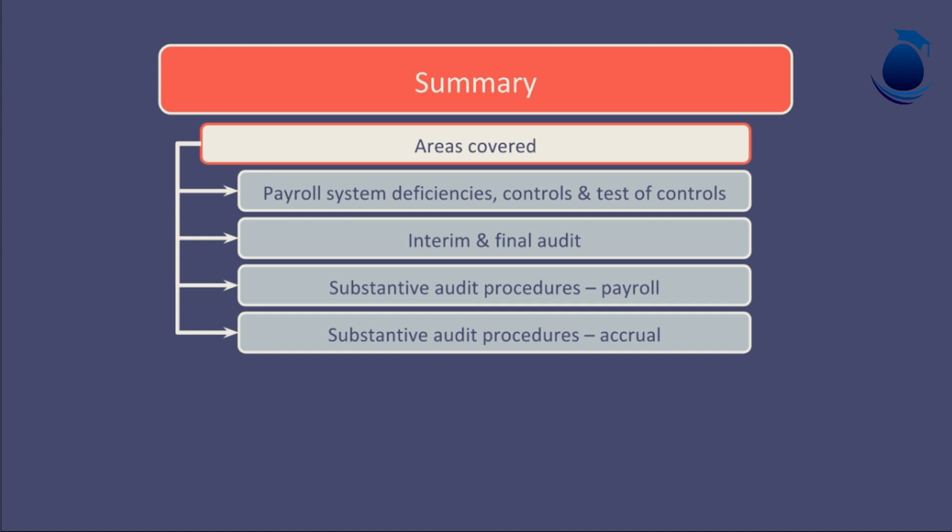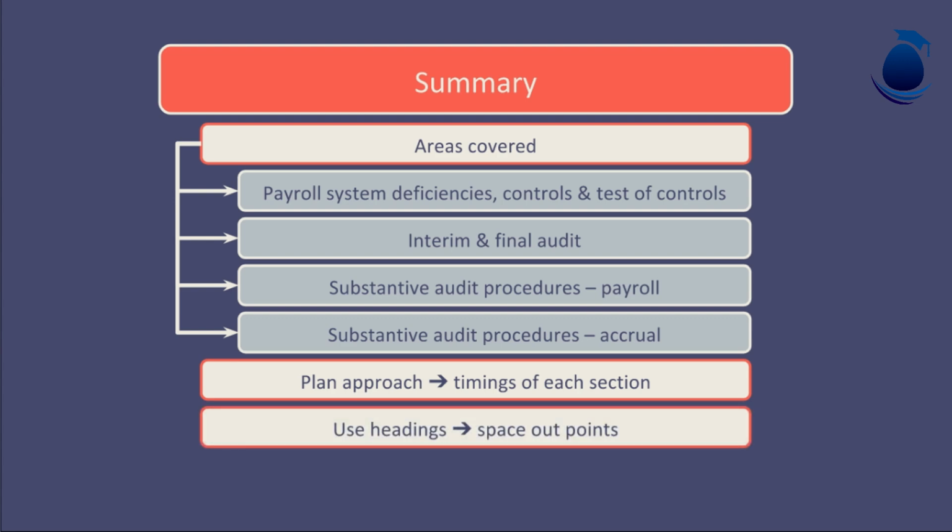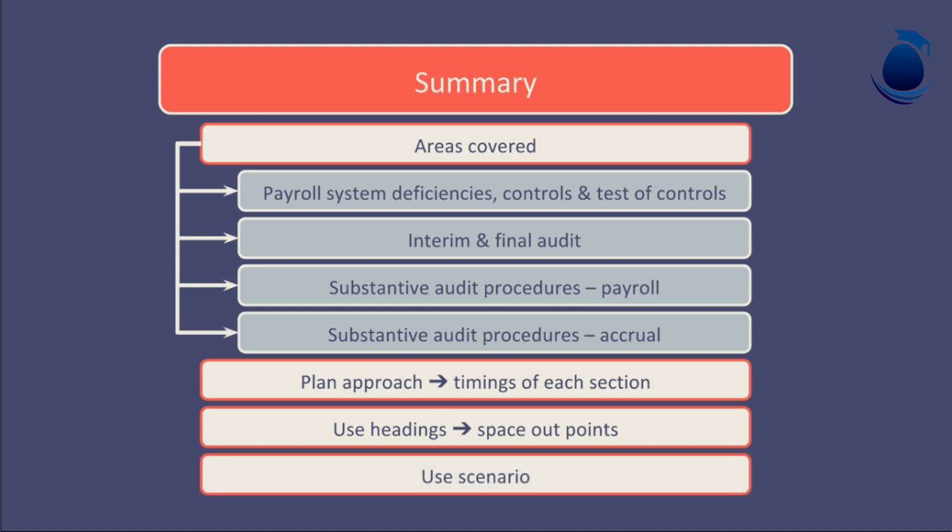This 30-mark question has covered some key areas of the audit and assurance syllabus. Please remember, to be successful in this type of question, we need to plan the approach and ensure we have identified how long is needed for each part. Use headings to introduce your answers and space out your points so it is clear for the marker where the marks can be allocated. Finally, if there is a scenario, use it. This information was given to you for a reason, and at F8 they are trying to see if you can apply your knowledge to a given scenario and not just be able to remember the facts.